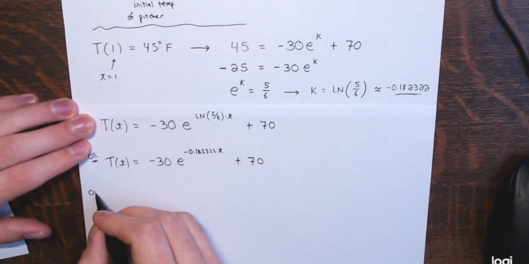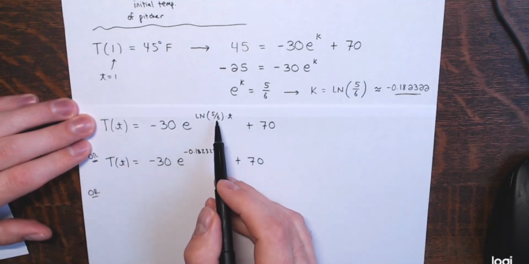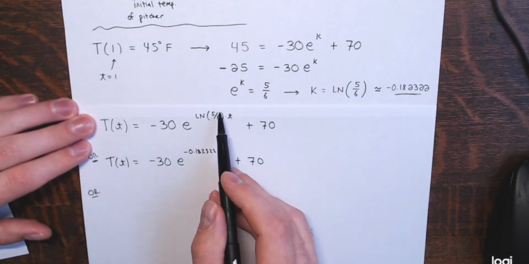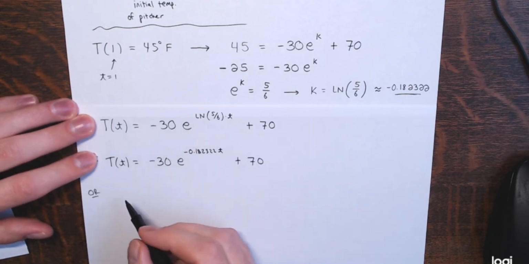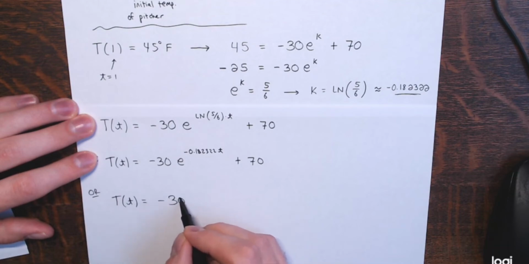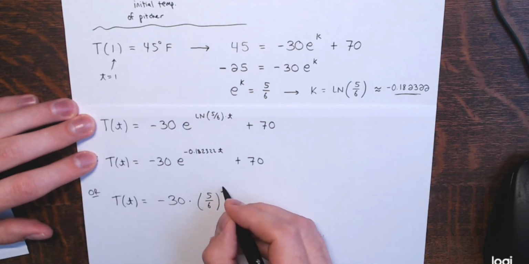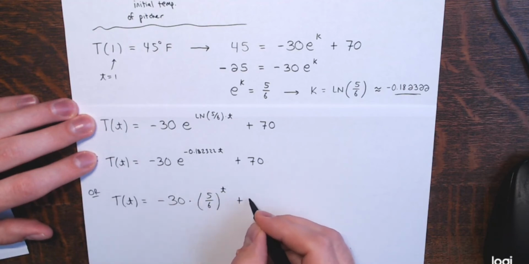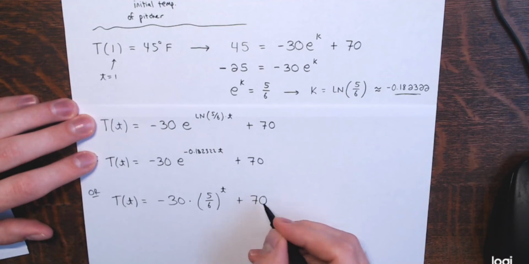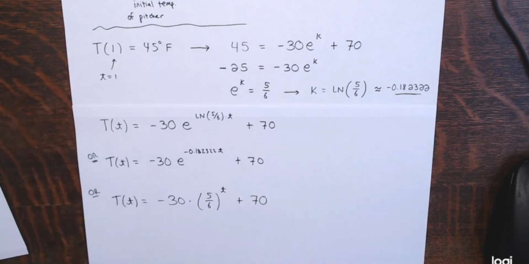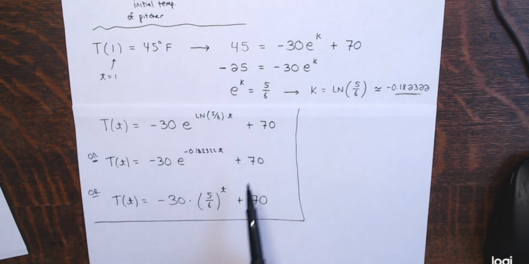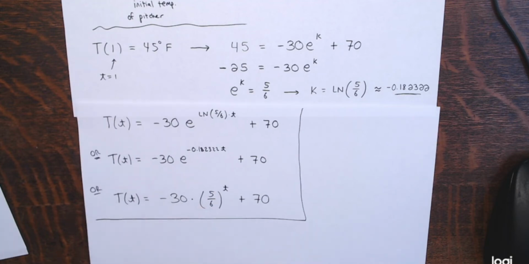Or, going back to the exact version, I can put this t in as the power on 5 sixths and then undo the log. We have T of t with the inverse property equals negative 30 times 5 sixths to the t, and then plus 70. All right. And again, I personally prefer that third model without the e's or logs, but again, you decide which one you want.